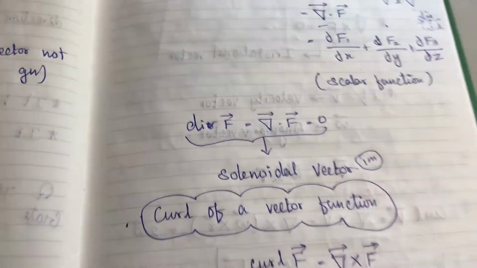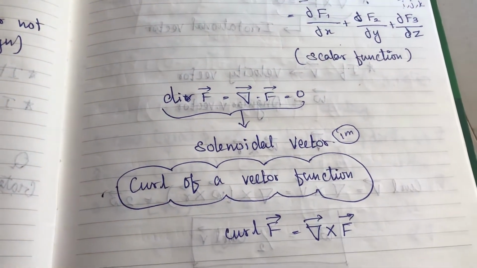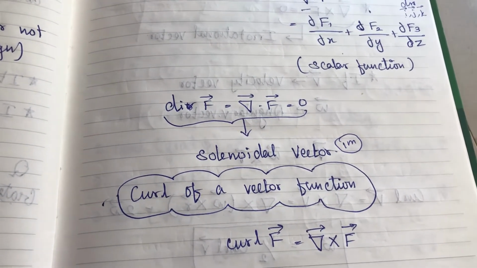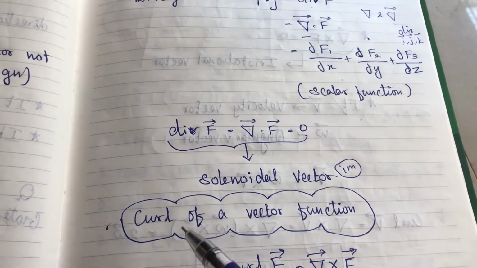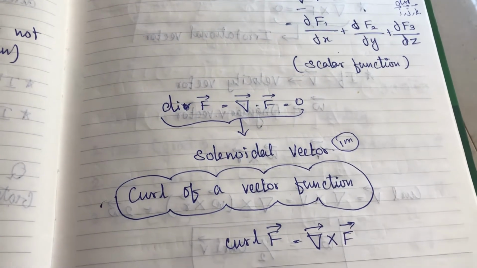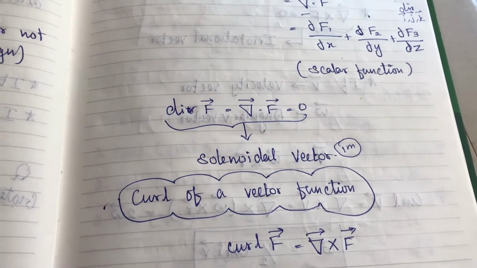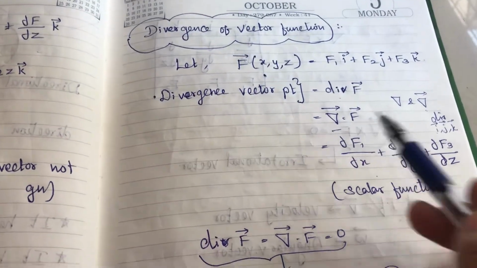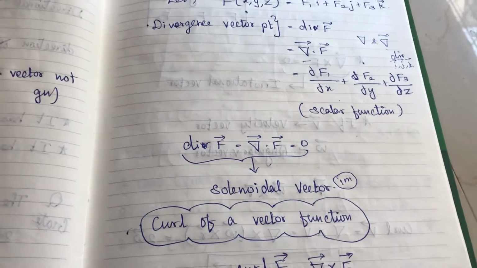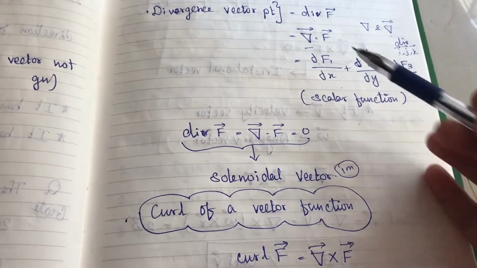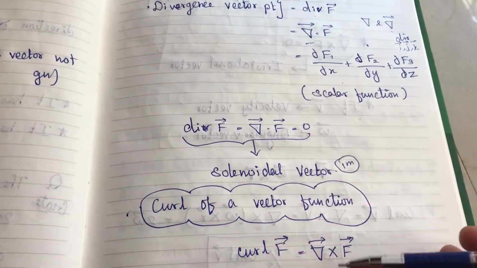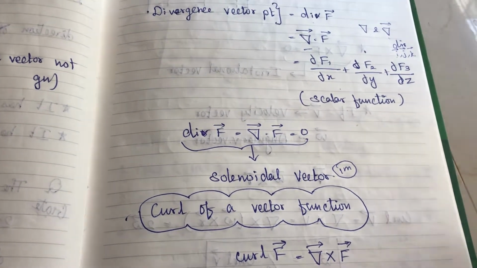Okay, curl of a vector function. What is curl? This is the second topic. Curl of f vector means the cross. So divergence means dot, and here curl means cross. Del vector dot f vector, del vector cross f vector.